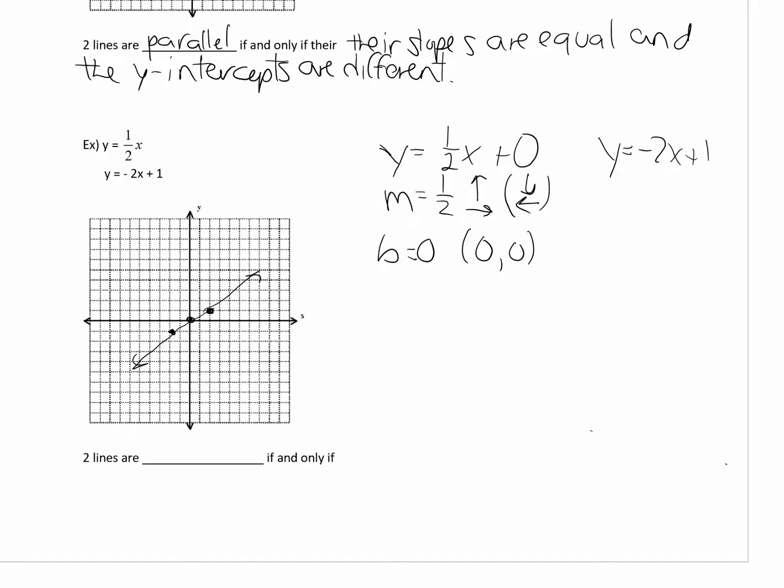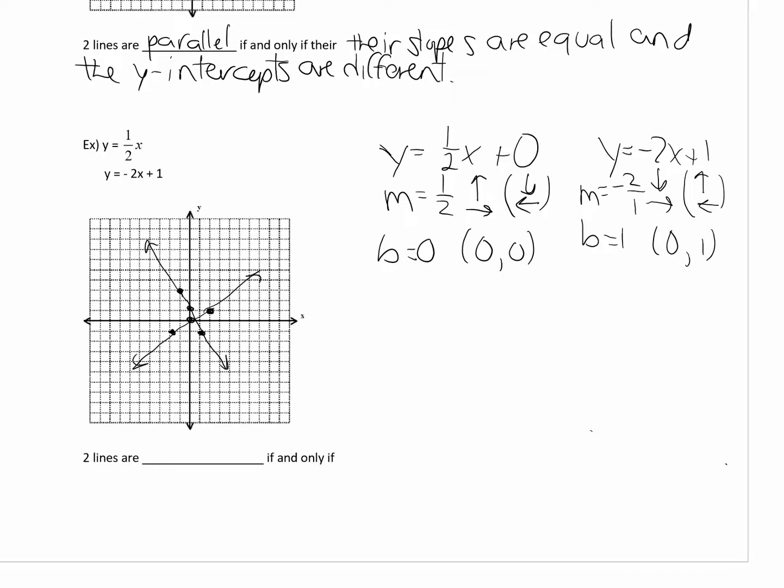Okay, so now let's graph the other one. So the slope is negative 2 over 1, meaning I could go down and to the right, or I can go up and to the left. The y-intercept is 1, so as an ordered pair, I can write that as (0, 1). So plot (0, 1). So I will go down 2 and to the right 1, and then I'll go up 2 and to the left 1. Connect the dots.